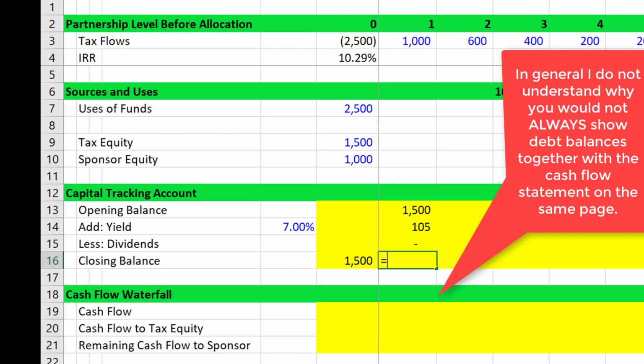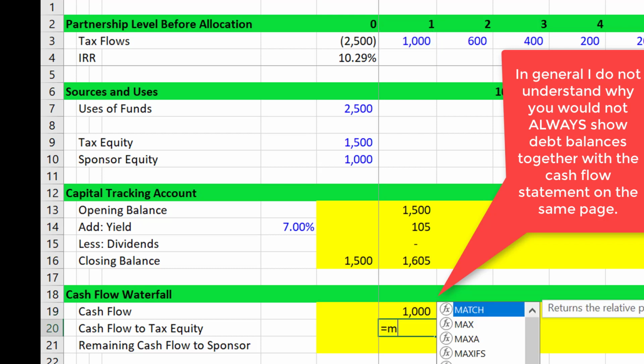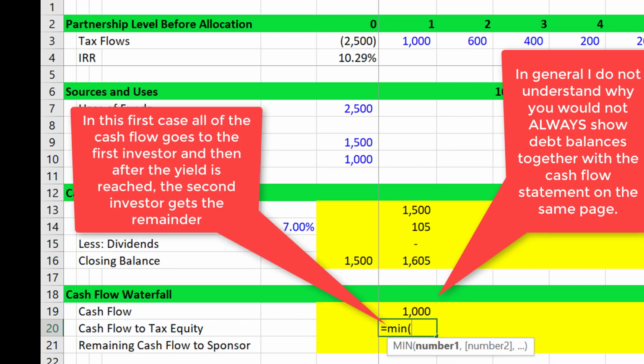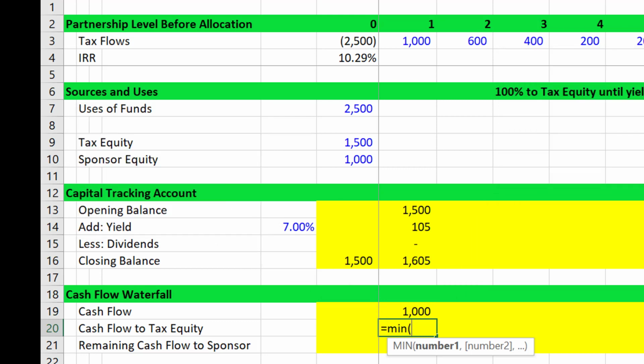Then you put the closing balance, and I used a positive number convention. Then we put in our cash flow from our operating analysis. And then this is the only little bit of difficult account. It's a minimum function in a cash flow waterfall. Minimum or lookup should be your two favorite functions. No index match. No. Minimum or lookup.